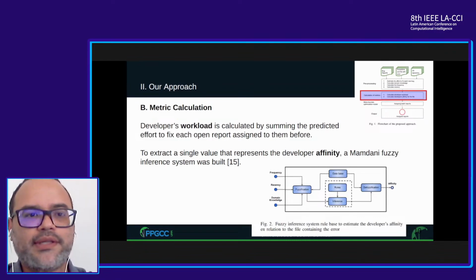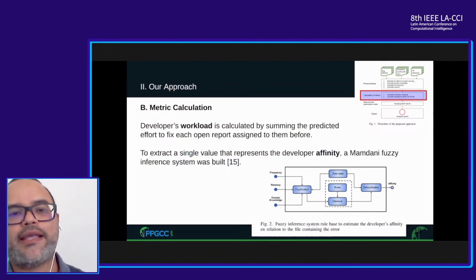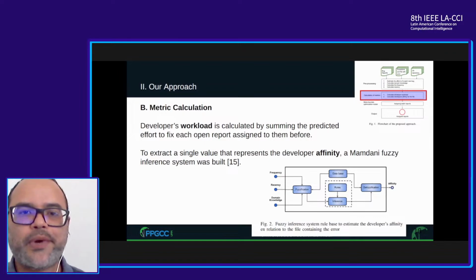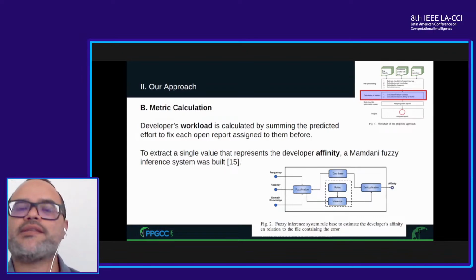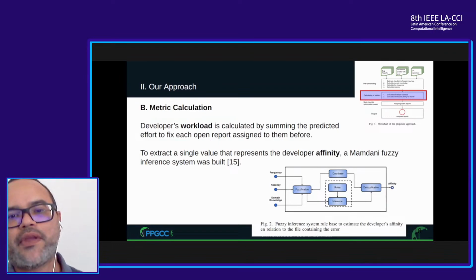We call this metric calculation. On this step, we calculate the developer's workload. It is calculated by summing the predicted effort to fix each open report assigned to them before. As you may know, in a system that controls bug reporters, bugs have a status, and we consider just those that are still open, because those that are closed don't count anymore for the workload.